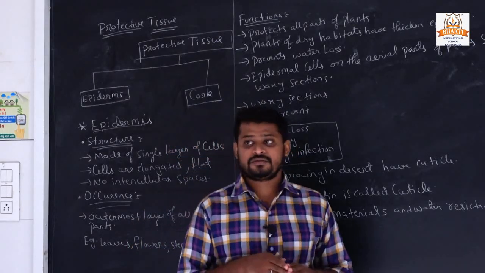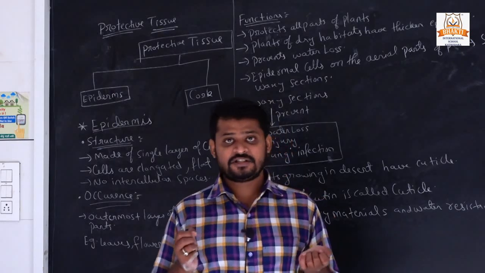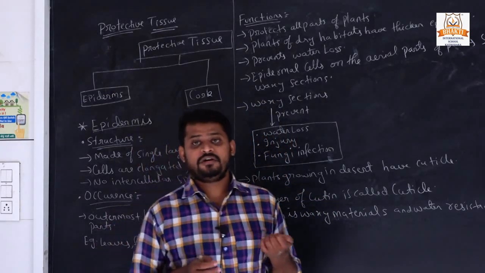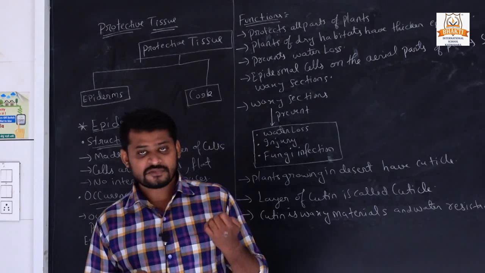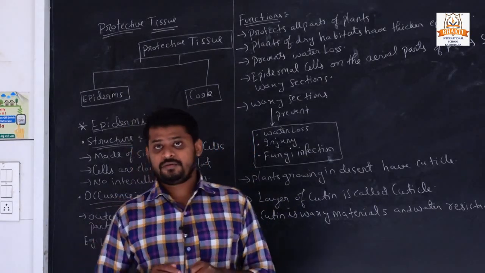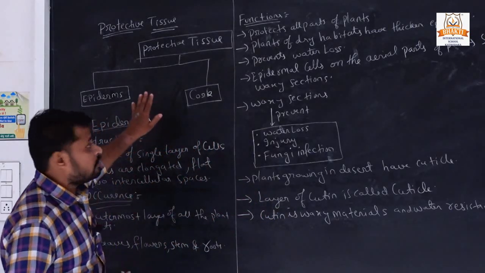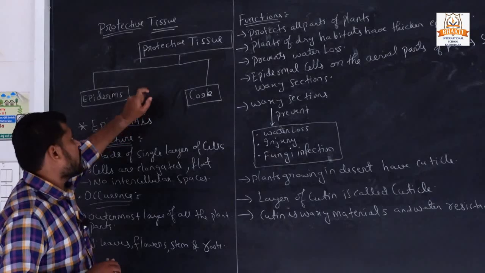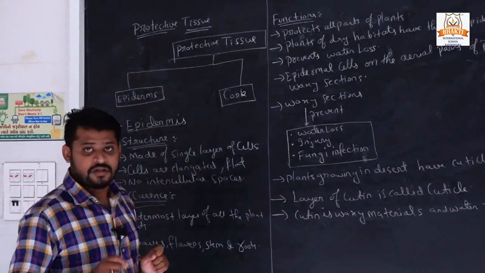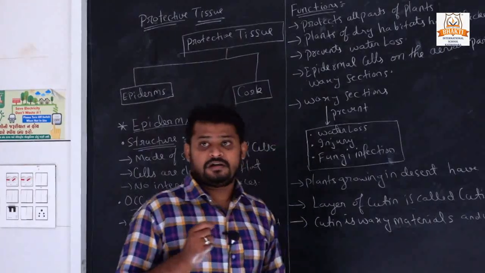In plant tissue there are two types. One is meristematic tissue and one is permanent tissue. We already studied meristematic and permanent tissue. So now we will study a third type of tissue, that is protective tissue. It is also an important type of tissue.